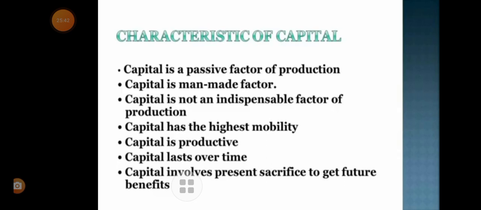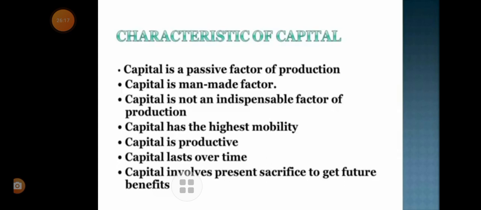Okay, capital is man-made factor. Okay, so man is responsible for the capital. Only man can able to make the capital. Capital cannot grow or capital cannot be individually made. It need a man. Capital is an indispensable factor of production. So you cannot separate capital from production. So without capital, there will not be any production.